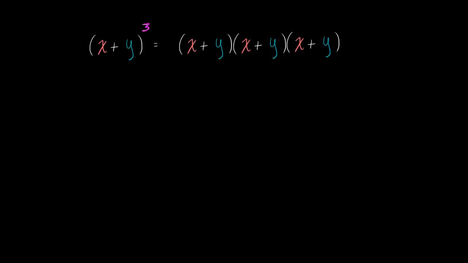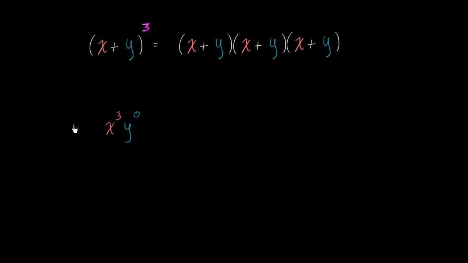So we already know what the terms look like. We could pick an x from each of these. If we pick exactly an x from each of these, that's going to be our x to the third term. And we essentially picked no y's then, because we picked an x from each of these when we multiplied out to get this term.